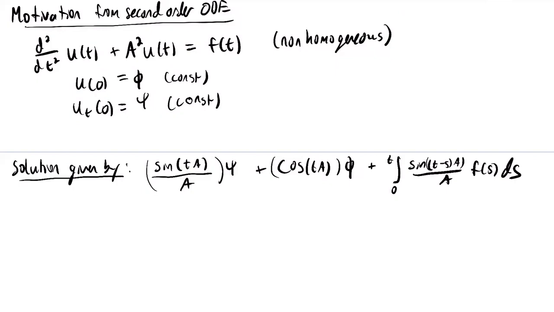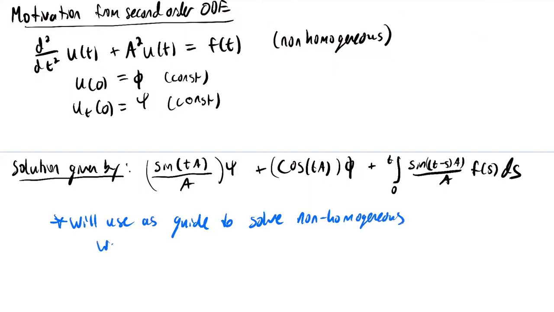And so we're going to use this to determine the formula. So we'll use this as a guide to solve the non-homogeneous wave equation. Why is this a good guide? Just because it's second order in t, right? It's the simplest non-trivial second order ordinary differential equation you can come up with, which is non-homogeneous also.